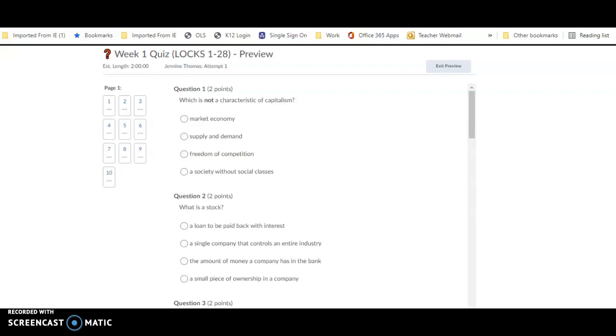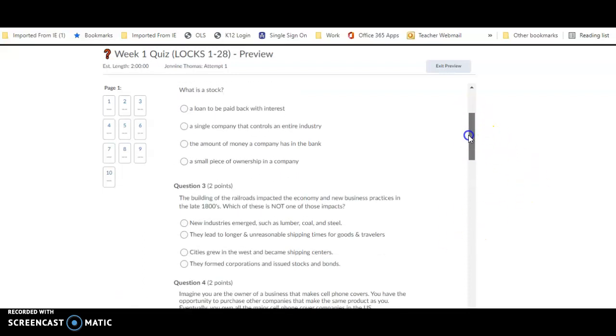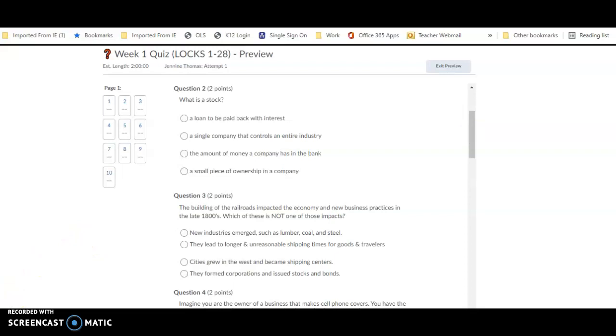Question 1. Which is not a characteristic of capitalism? Market economy, supply and demand, freedom of competition, a society without social classes. Question 2. What is a stock? A loan to be paid back with interest, a single company that controls an entire industry, the amount of money a company has in the bank, a small piece of ownership in a company.